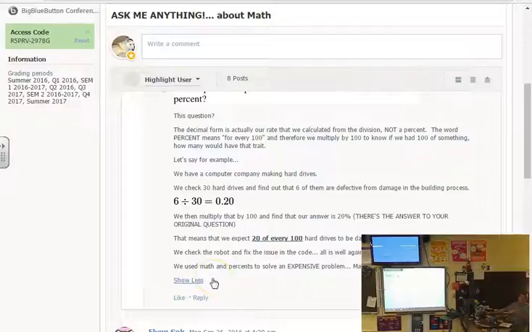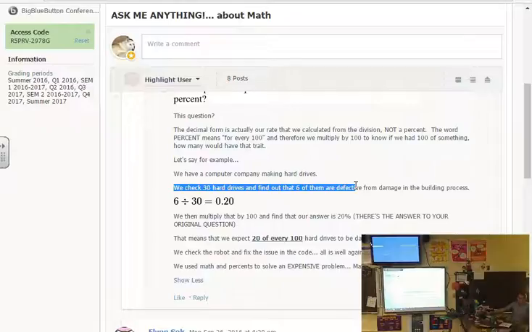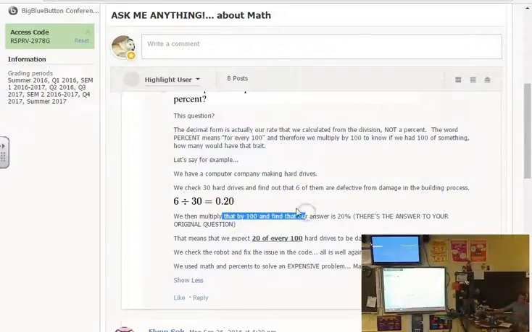You got to remember that percent means for every 100, or out of 100. So if we check hard drives and we found out that 6 of them out of 30 are defective, that's not an out of 100 value. That's out of 30. So I do the math and I find it's 0.20, but that's a rate. I then take that rate and multiply it by 100. That's actually the answer that she was looking for: you multiply by 100 and put on the percent sign. So that becomes 20%, which tells me 20 out of every 100 will have that issue or that defect or that trait.